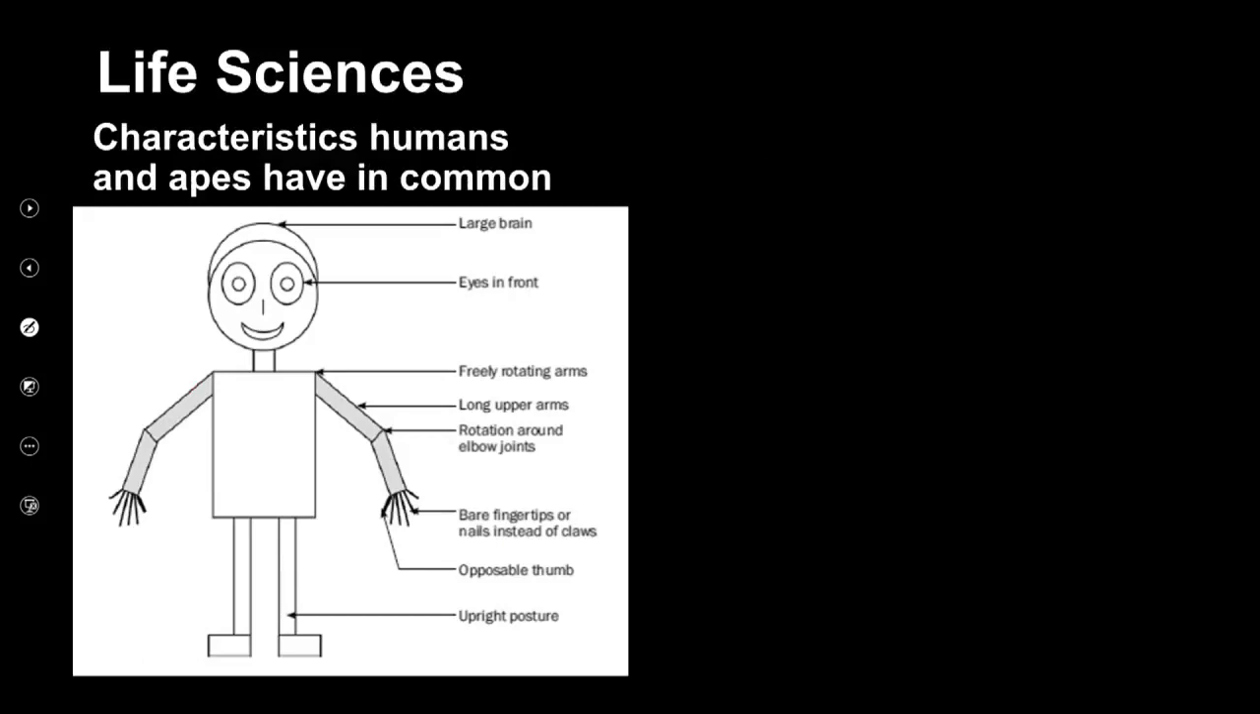Right, now let's have a look at the characteristics that humans and apes have in common. It's very easy to study or learn this, because it's quite important and you're frequently asked questions on it in the exams. You start at the top and work your way down. It's your body that you can work it from, so you actually have your crib notes with you.